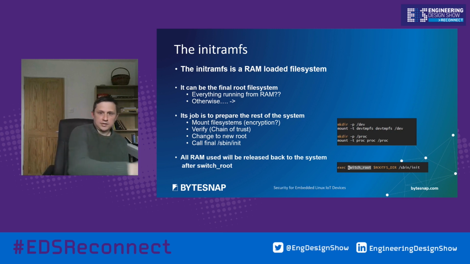However, in a lot of cases, you're making use of a lot of different open source libraries. You've got a limited amount of RAM. Your application is actually quite complicated. You can't fit everything into an initramfs, and you're going to have to run from some sort of disk. So in that case, the initramfs has to verify the root file system before changing to the new root file system, and that's its part of the chain of trust. And all RAM will be released to the system once you call switch_root at the end.